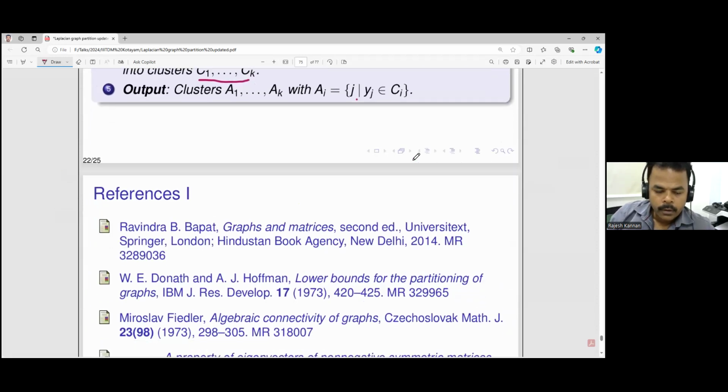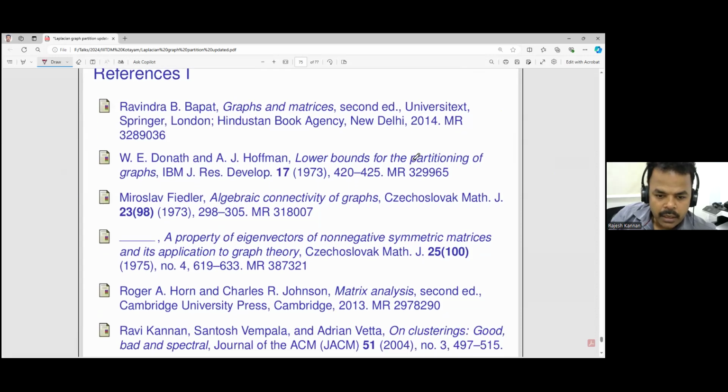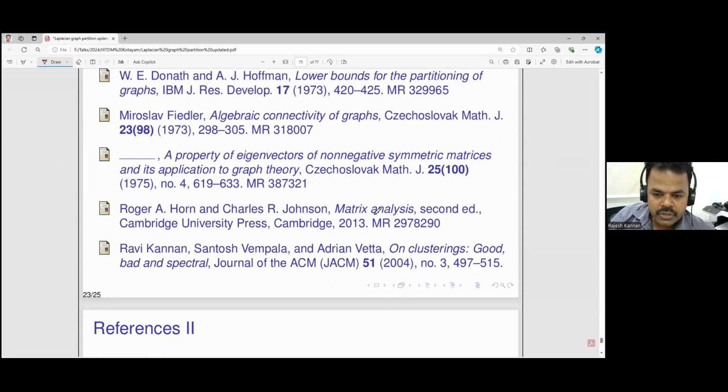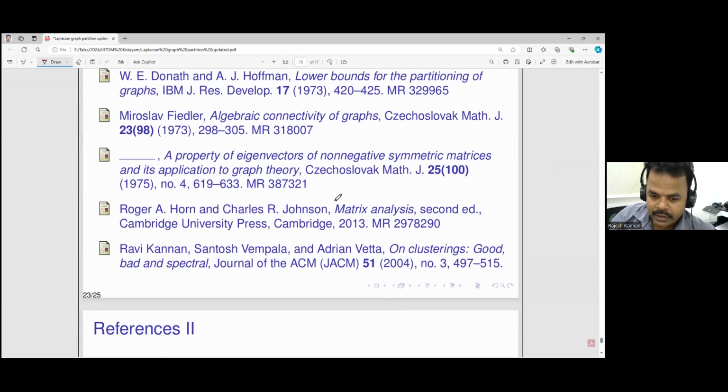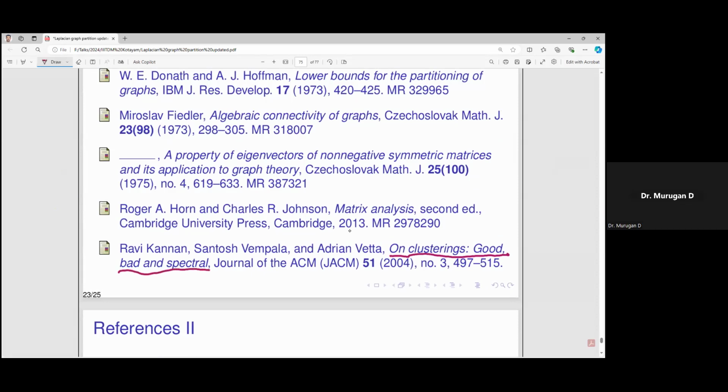These are all the references. This page consists of some basic texts and papers about spectral graph theory and its applications. This is one of the influential papers on clustering: "Spectral clustering: good, bad, spectral". You can see the title of the paper itself: spectral can be good and spectral can be bad, depending on the data sets.